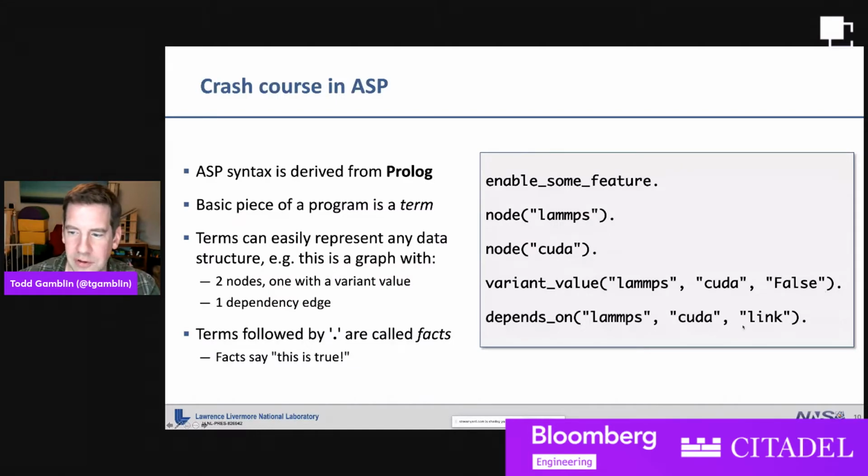And "depends_on(lamps, CUDA, link)" means I have a dependency from lamps to CUDA, and it's a link dependency. So it's a particular dependency type. And you can express a lot of things with this.